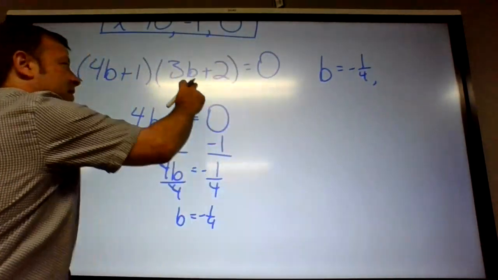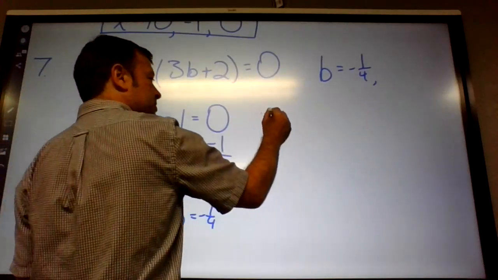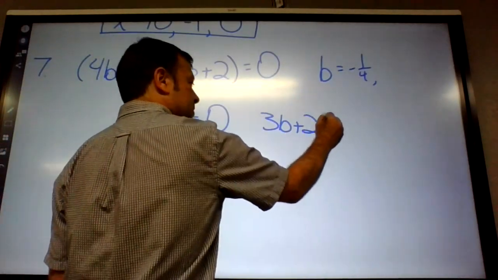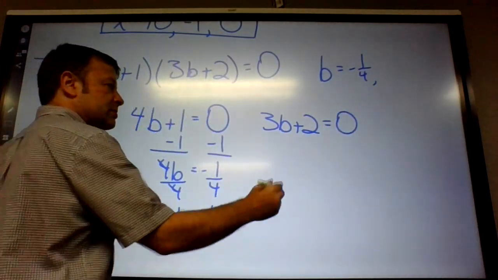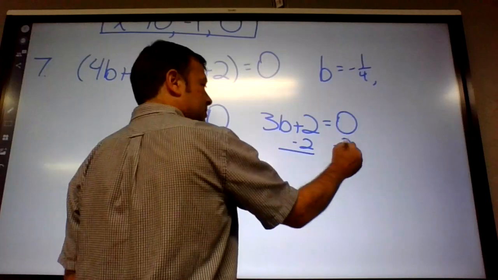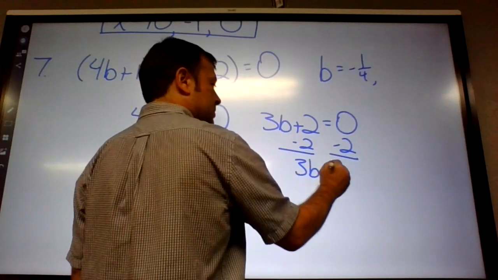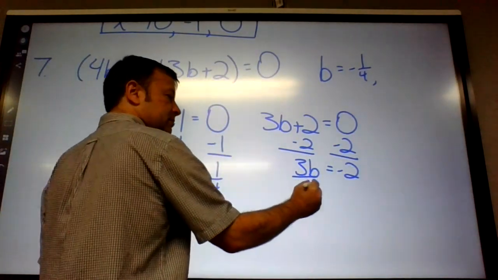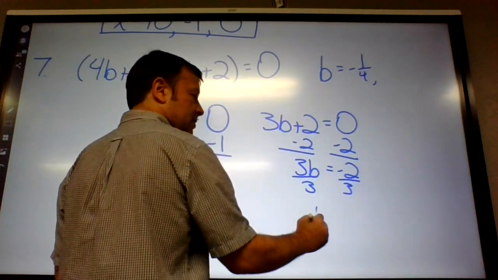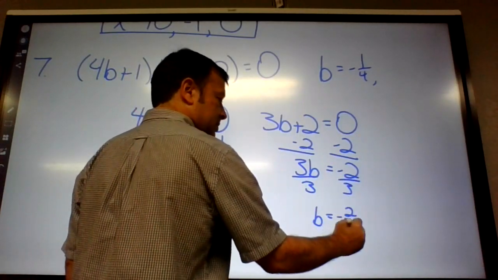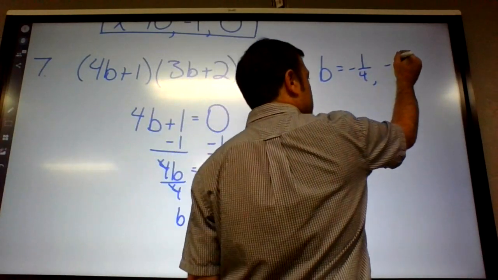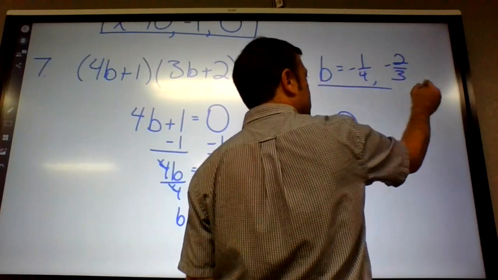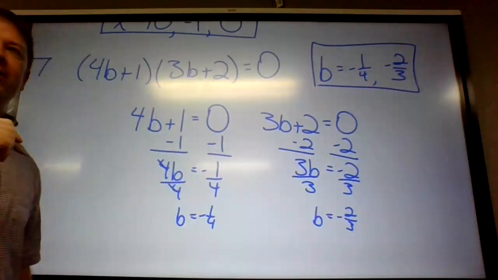Okay, same thing with this other guy. 3b plus 2 equals 0. You guys know what this one's going to be? -2/3. Okay, see how these have weird answers, like fractions?